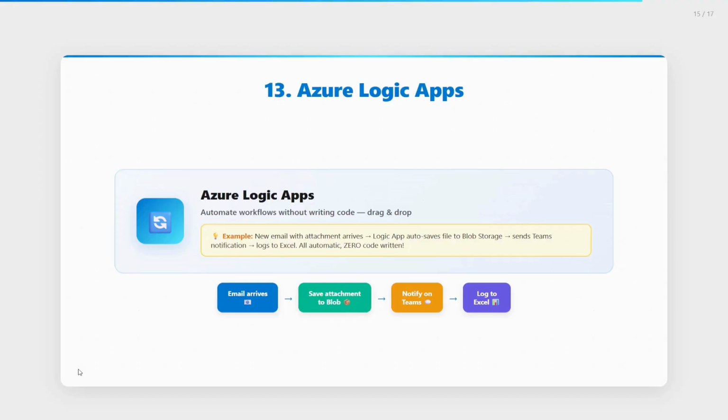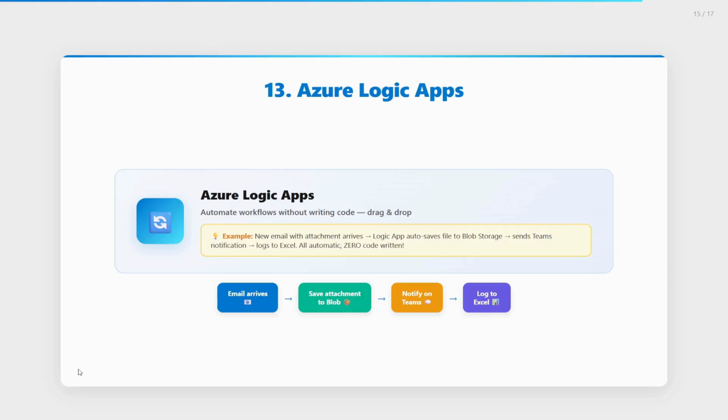So this is automation without code. Okay, so you create workflows using drag and drop. And do that like, when this happens, do that. When this happens, do that. Okay, so this kind of thing you can do with Azure Logic Apps.